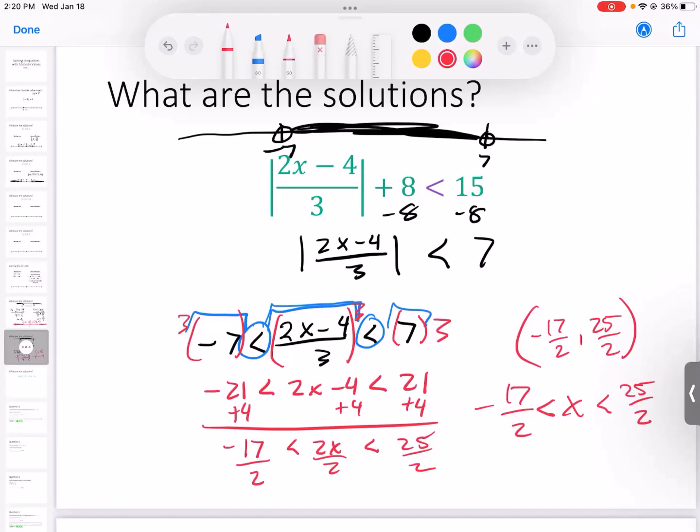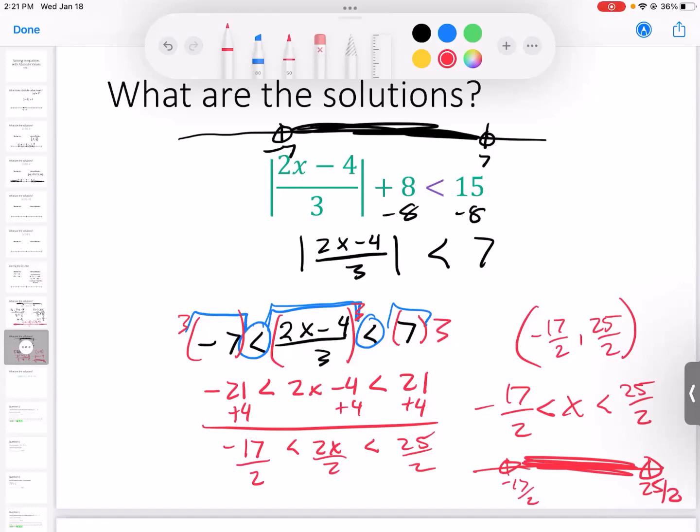So if you put it on a number line, your answer would look like -17/2. You'd have an open circle there. Then you'd have 25/2. I mean, probably they're not going to give you fractions, but your number line answer would end up looking like that.